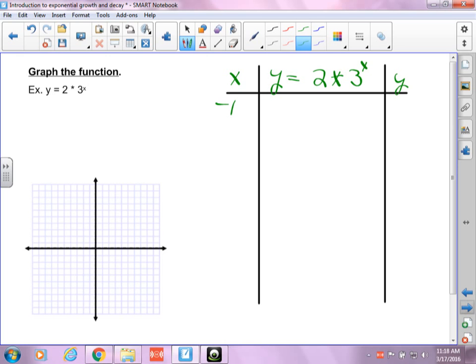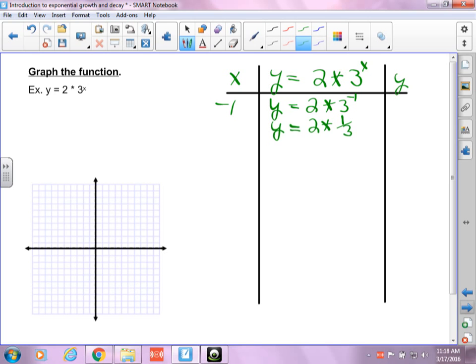Now, there's more work shown on this. And make sure that you show your work. Y equals 2 times 3 to the negative 1. Y equals, what do I do first? Exponent. Yep. So it's going to be 2 times what? It does go downstairs. So 1 over 3.